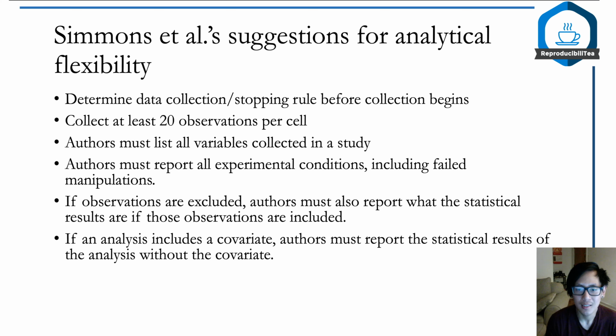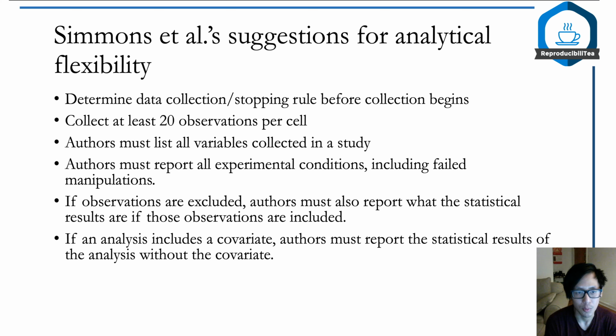So to prevent this kind of thing, the authors, Simmons et al., have some suggestions. The first one they say is determine data collection or a stopping rule before data collection begins. The second thing they suggest is collect at least 20 observations per cell. The third thing, authors must list all variables they collect in the study. This is all dependent variables and perhaps all manipulations of the independent variable.